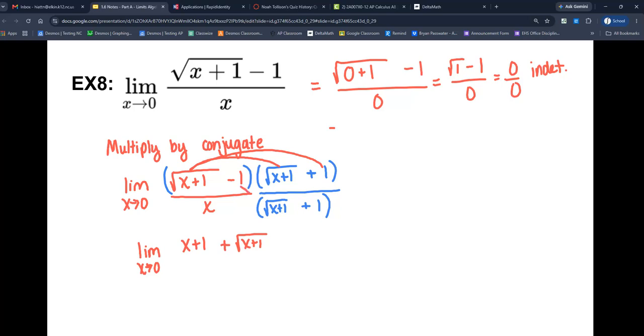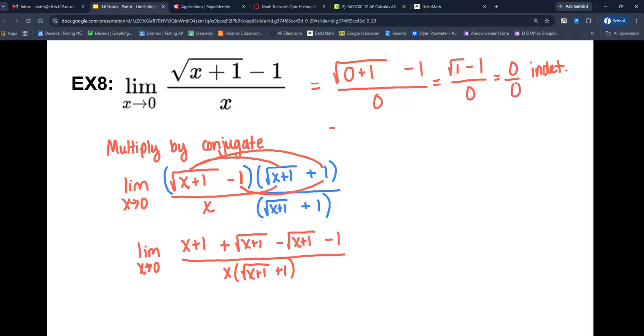Then you have to distribute your negative 1. So that's going to give me a minus square root of x plus 1. And then on the end, negative 1 times positive 1 gives me a negative 1. On the bottom, don't multiply it together. Just keep it factored. You can multiply it, but it's not going to help you. Any questions on that part?